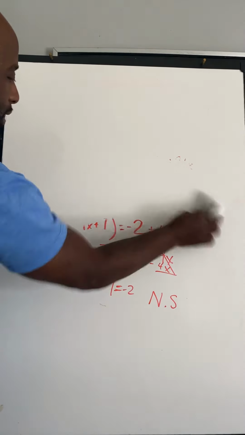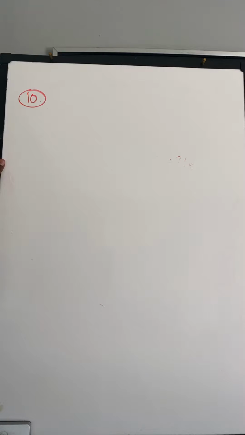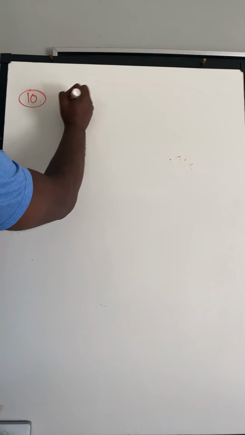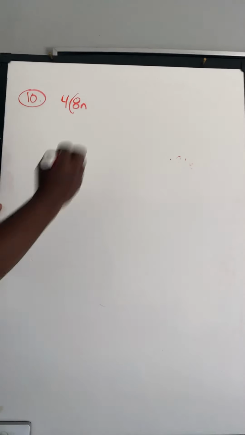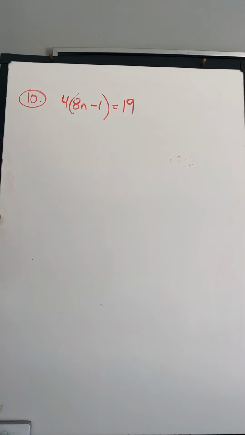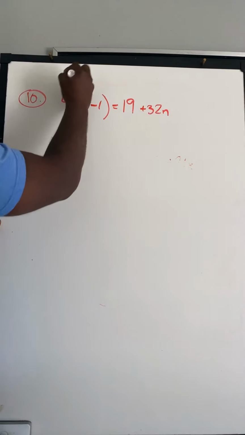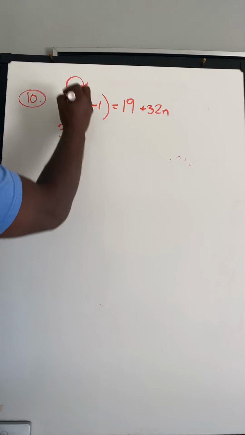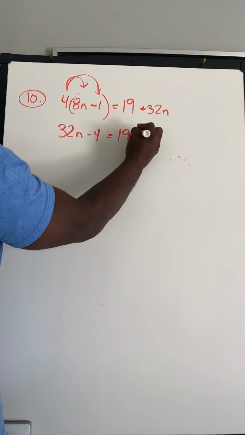So let's take a look at the last few. We did 1 through 12, so I'm going to do 10, 11, and 12 for you now. Let's write them down here. Number 10, right here, we have 4 times (8n minus 1) equals 19 plus 32n. Okay, first I have to distribute. 4 times 8n is 32n. 4 times negative 1, I get negative 4. And I bring down the 19 and the plus 32n.